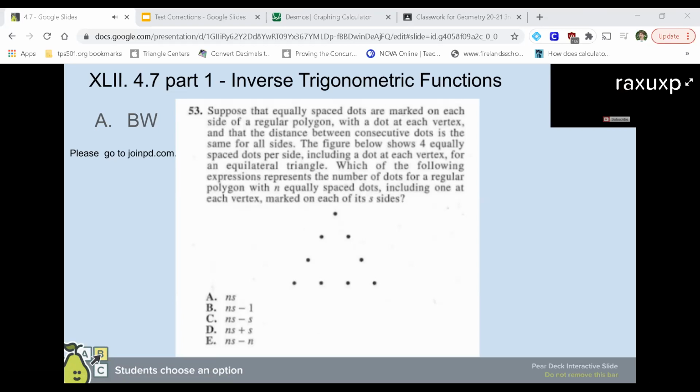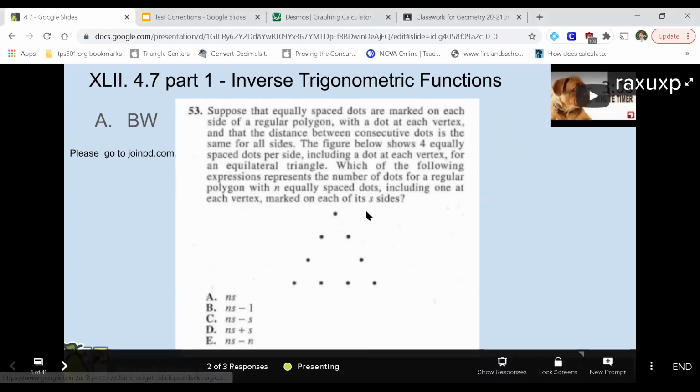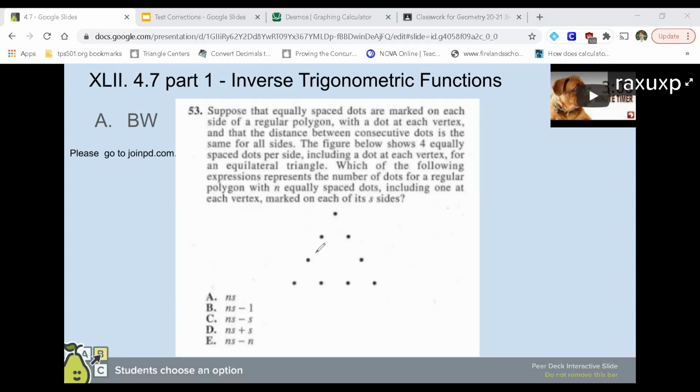Okay, so let's go over this. What do you think we should do to find the number of dots? Well, first instinct, you would think you have n dots on each side times the number of sides, right? So that would give you n times s. But that doesn't quite work, right? Because the problem is that there's one at each vertex, right? That's being double counted then.